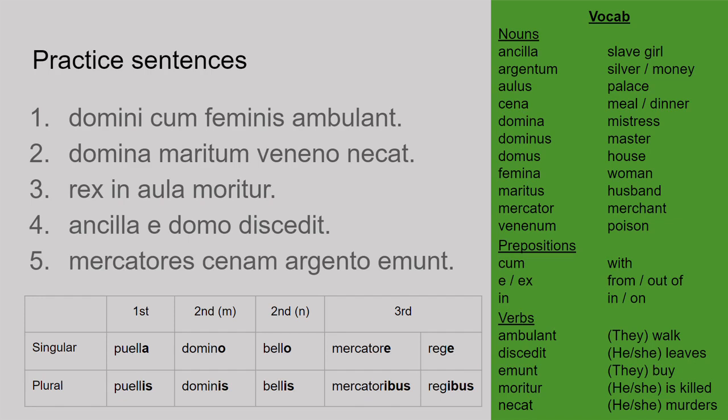I've also got the vocabulary in the green box at the side, and it's split into nouns, prepositions, and verbs, all in alphabetical order for you to use while you do this. So pause the video here if you want to have a go at trying these for yourself. Otherwise, I'm going to go through them now.